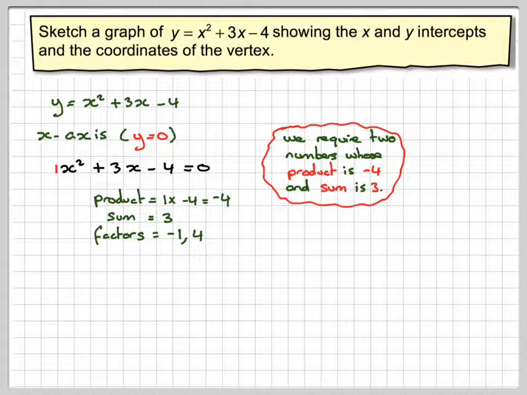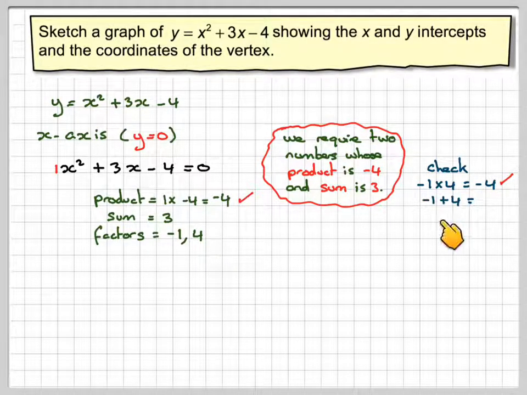If we just check that, minus 1 times 4 gives me minus 4. Well, we wanted that to be the product, so that's okay. And then minus 1 plus 4, the sum, is equal to 3, and that's okay as well. So these two numbers are okay. But you have to check them very, very carefully that when multiplied together they give that number, and when you get the sum you get that number.